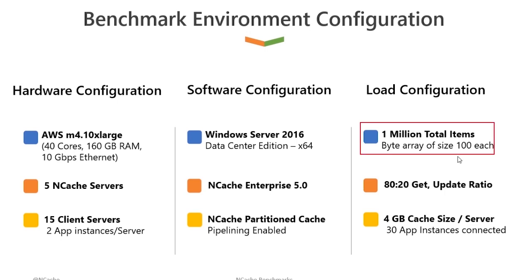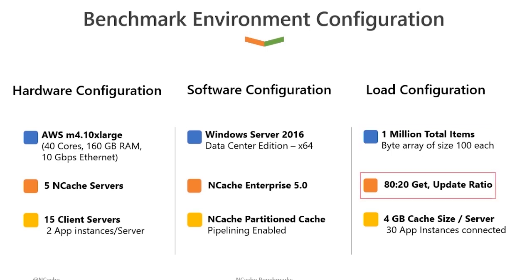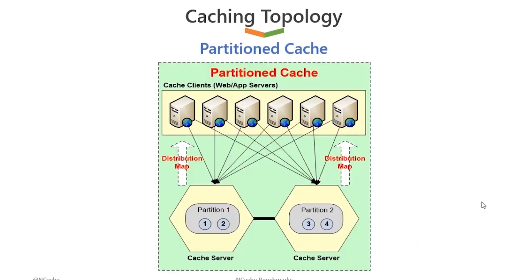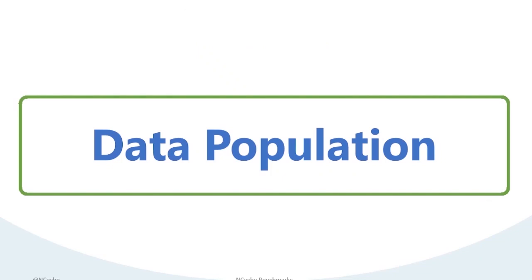As far as load configurations are concerned, we are using 1 million total items which are going to be added in the cache, and then we'll simulate read and write request load with a ratio of 80% reads and 20% writes on the cache. And we have a byte array of 100 bytes as each individual item in the cache. I have 4 GB cache size per server, and we have a total of 30 application instances which are going to connect to the cache. So without any delays, I'm going to get started with data population of 1 million items in my cache cluster.